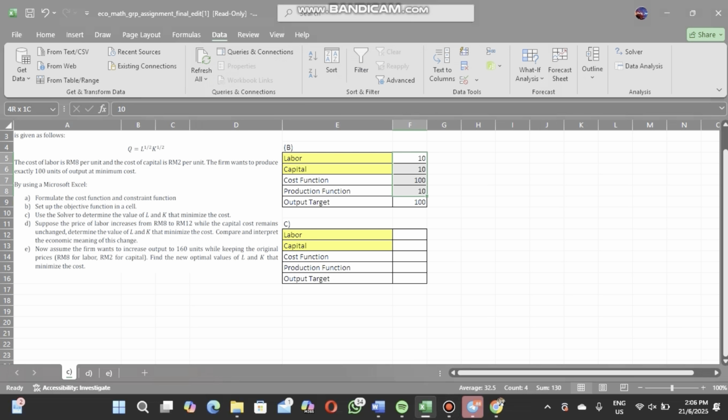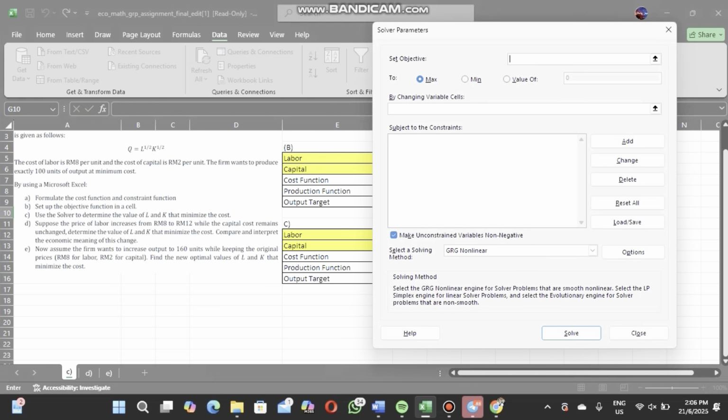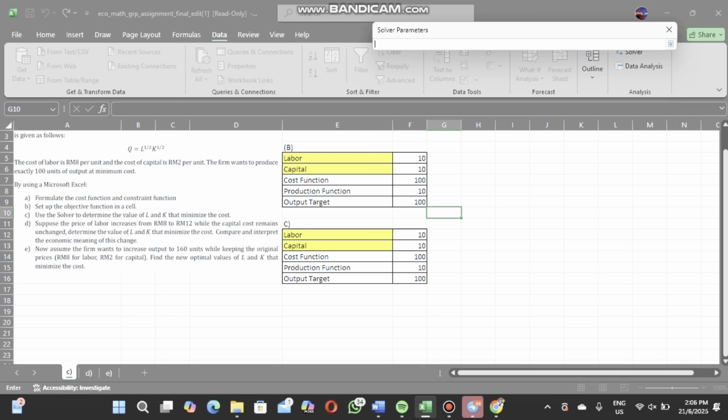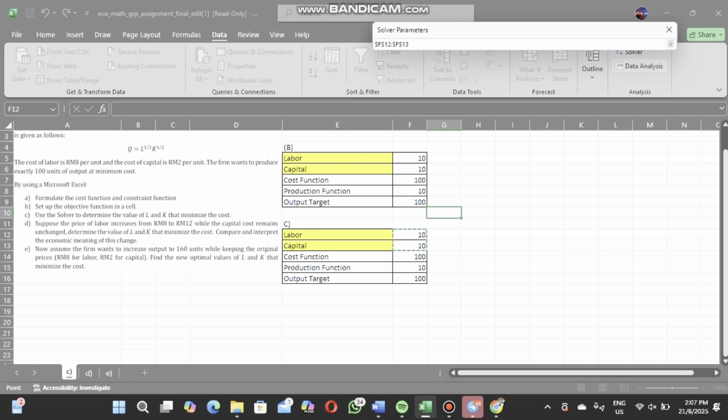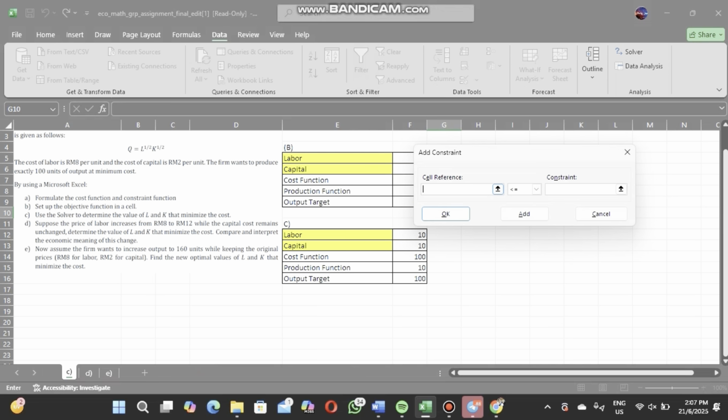First you need to copy all the values into new cells. Then press data, continue with solver, set the objective. The objective is the cost function. Then you need to minimize the cost, so you press min and change the variable cells. Our variable cells are labor and capital. Add cell reference is the production function, equal to, and our constraint is the output target.